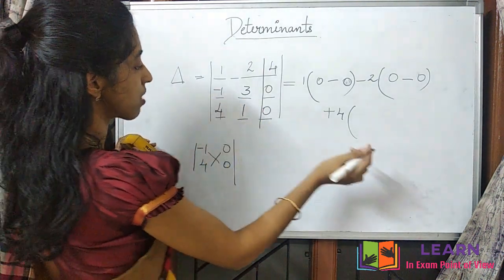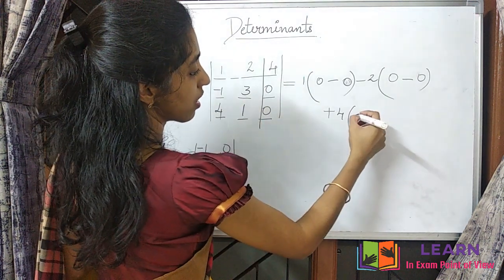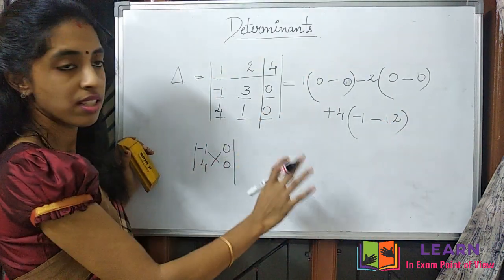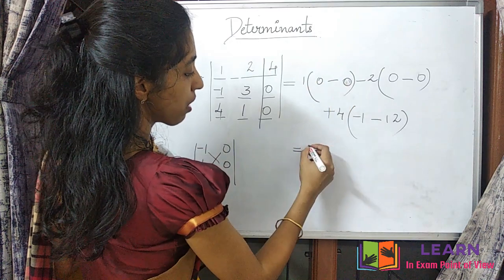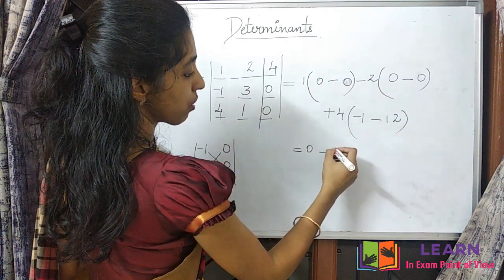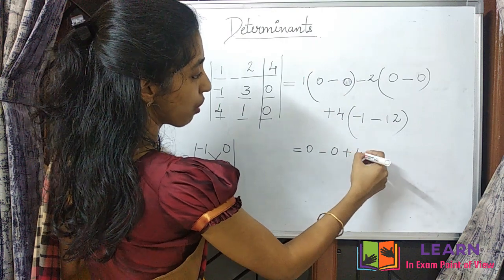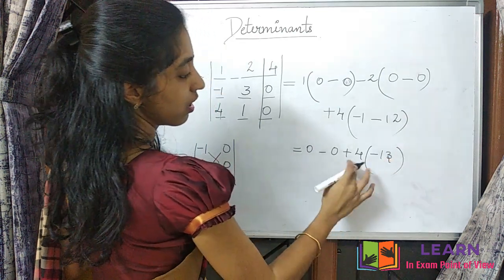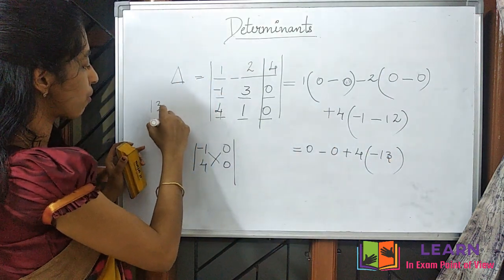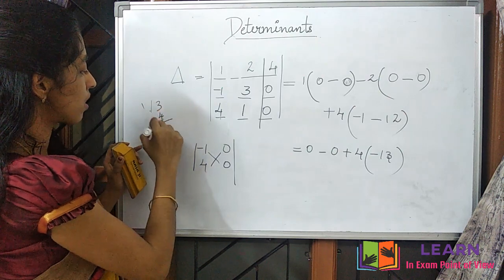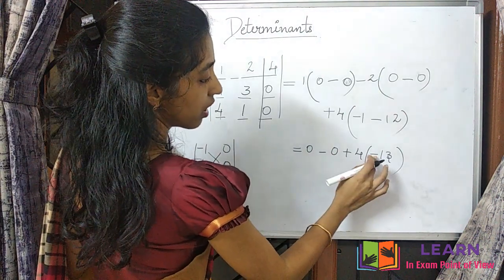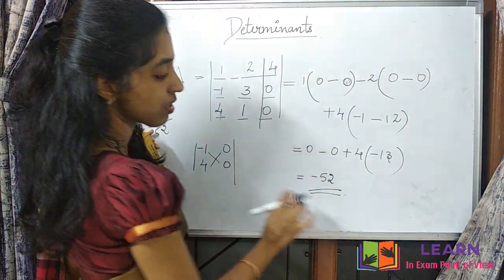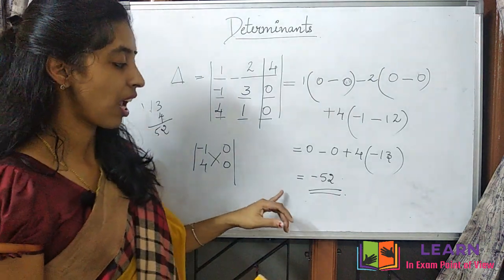Then perform 1 into minus 1, that is minus 1. Minus 4 into 3, it's 12. Correct. Then simplify it. Okay. 1 into 0, it's 0. Minus we have 2 into 0 is again 0. Last, plus 4 into we have minus 1 minus 12, that is minus 13. Then on multiplying we have 13 into 4, that is 52, correct. Here it is a negative sign, so we have negative 52. So this is the answer of the determinant A.